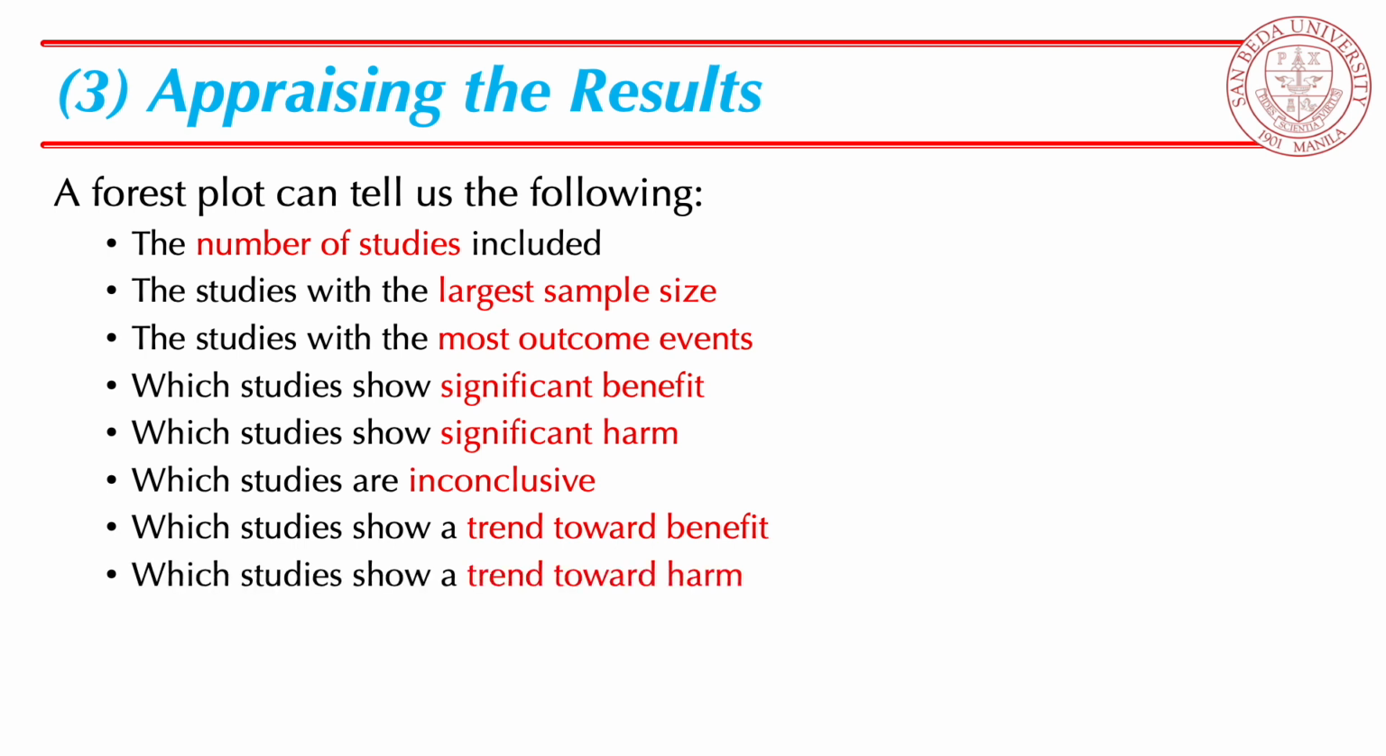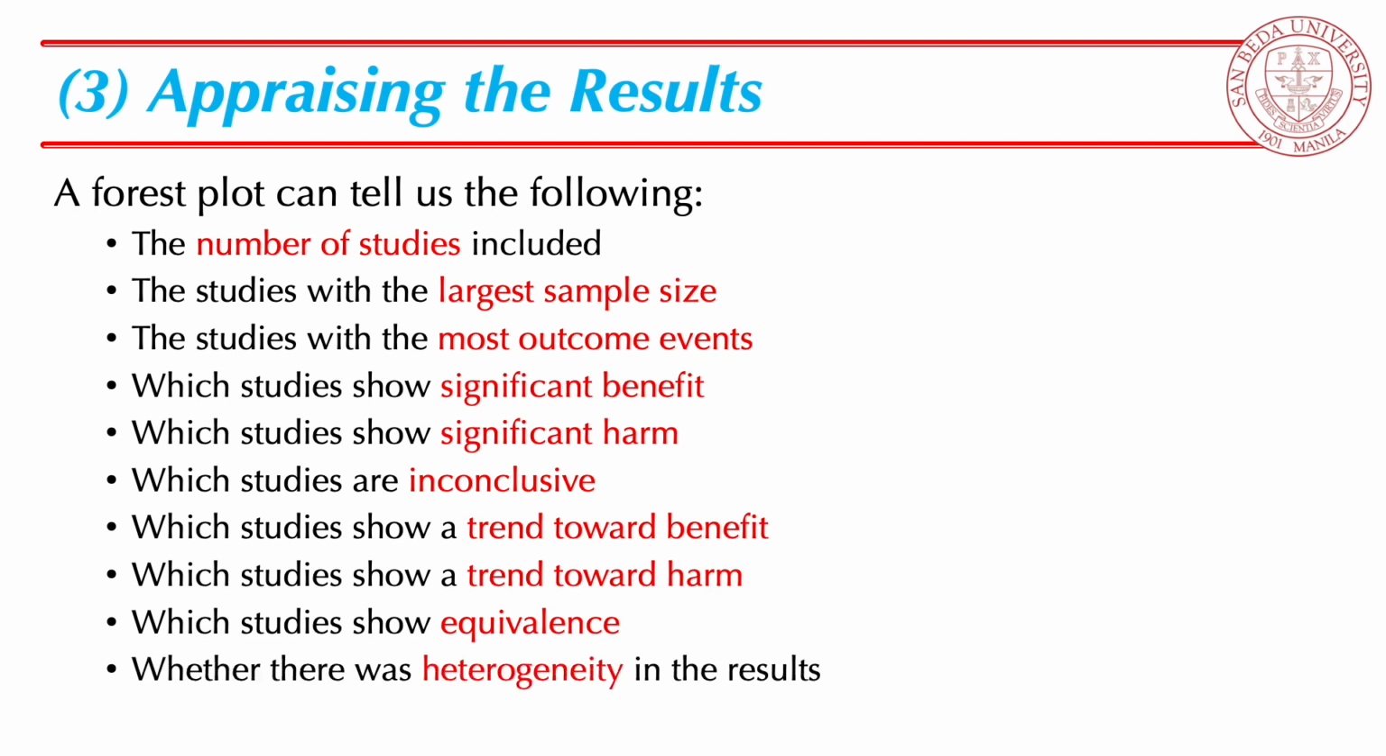Which studies show a trend toward harm? This means the 95% confidence interval line is to the right and barely touches the null value. Which studies show equivalence? This means that the 95% confidence interval line straddles the null value, with both ends of the line near said null value, not extending far away, meaning that this 95% confidence interval line is narrow.